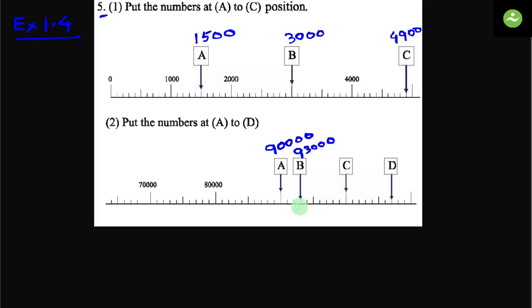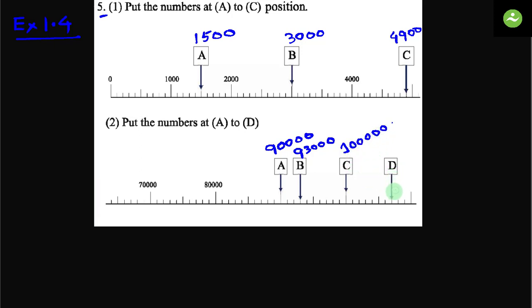C is the next big mark. So after 90,000 it should be 1 lakh. After 90,000 we add another 10,000. So it should be 1 lakh. Ones, tens, hundreds, thousands, 10,000s, lakhs. Yes, it's 1 lakh.